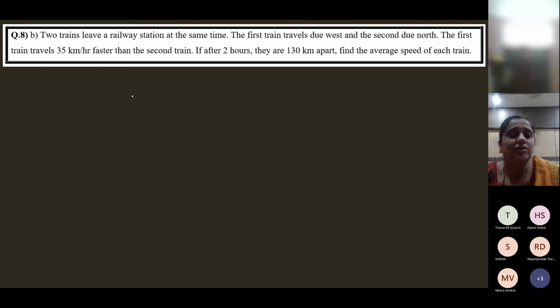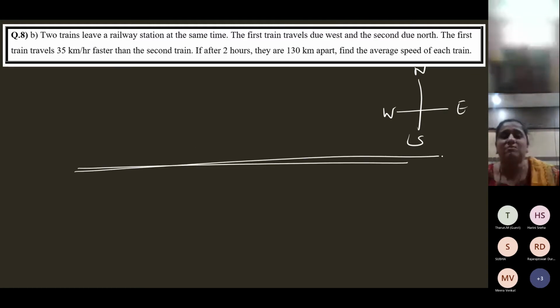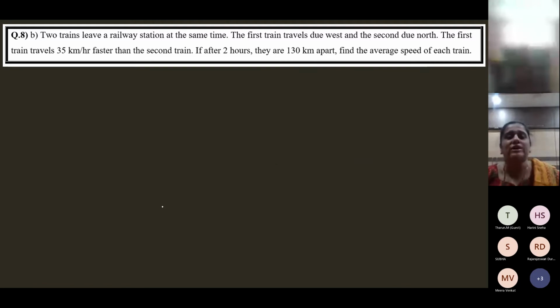All right. Two trains leave a railway station at the same time. The first train. So the railway station is long, but you cannot draw a long platform like this and say that this is the railway station. No, you can't do that. You just have to represent everything by a point or a line segment. That's all we can do. So this is the railway station.